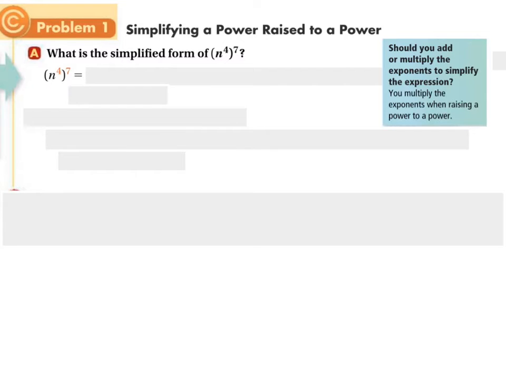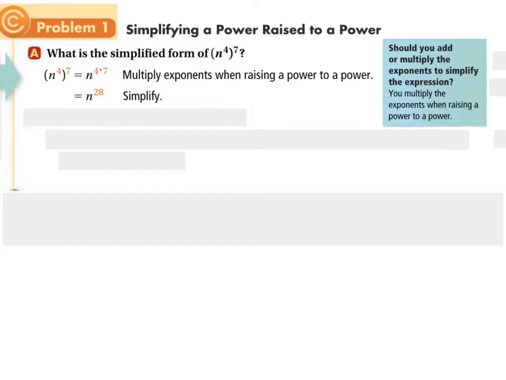We're raising n to the 4th to the 7th power. Since that's a power to a power, we are going to multiply. Okay? So there it says, n to the 4 times 7, multiply the exponents when raising a power to a power. And when we simplify that, we get n to the 28th power. That is the answer to A. What is B asking?